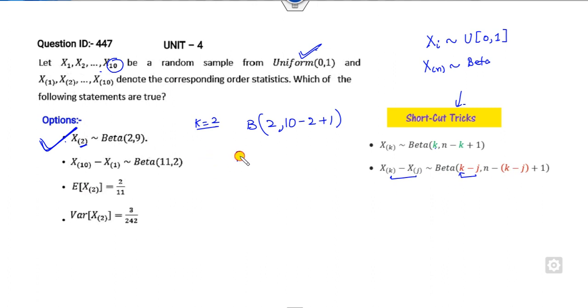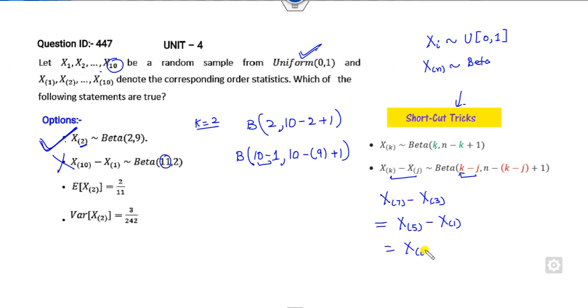So this is a beta distribution with n as 10, 10 minus 1 plus 1. Clearly it is not 11, it is 9. So this is a wrong statement. Also, I will tell you one more tip. If you want to find X(3) minus X(1), the difference is 4, which is the same as X(5) minus X(1), which is the same as 6 minus 2. So there is no difference between them.